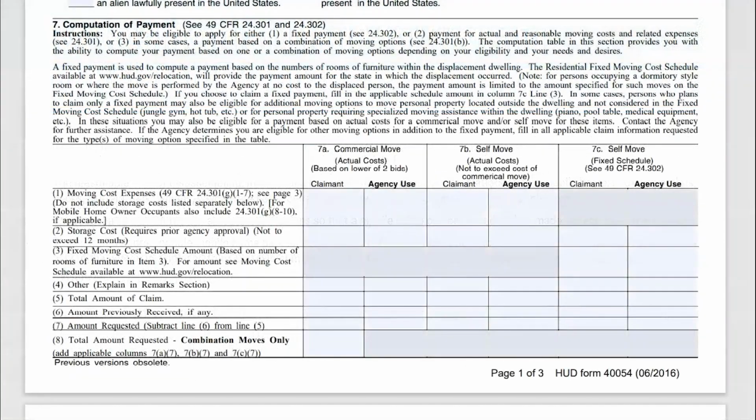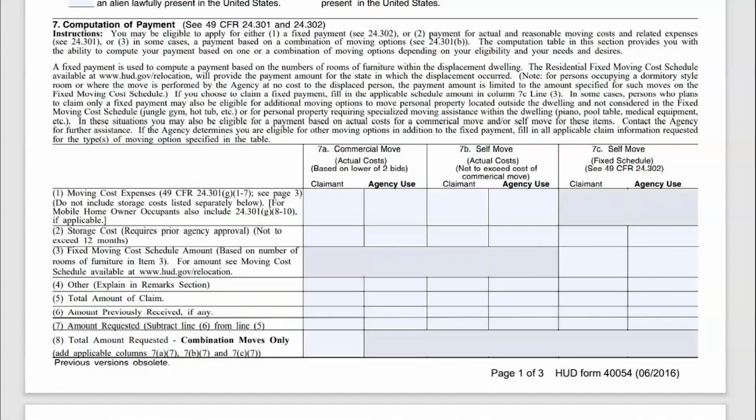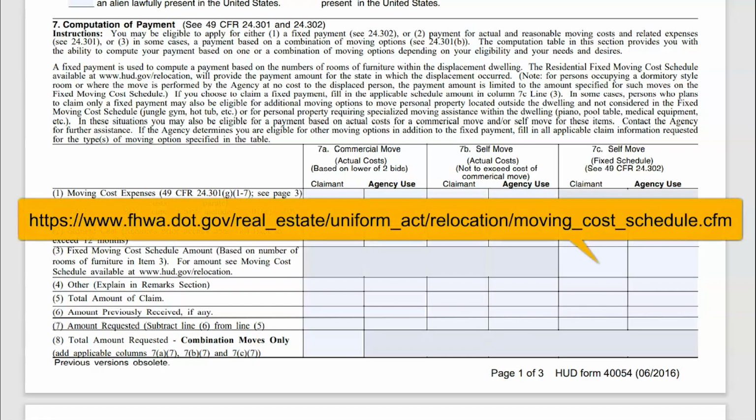Or, if applicants will be claiming a fixed payment, they can input that information in 7C Row 3. A fixed payment is used to compute a payment based on the number of rooms of furniture within the displacement dwelling. The residential fixed moving cost schedule is available at the FHWA website at the link shown on the screen. The FHWA website will provide the payment amount for the state in which the displacement occurred.